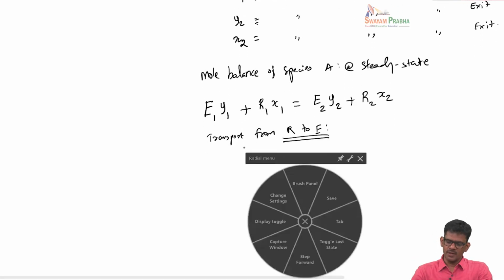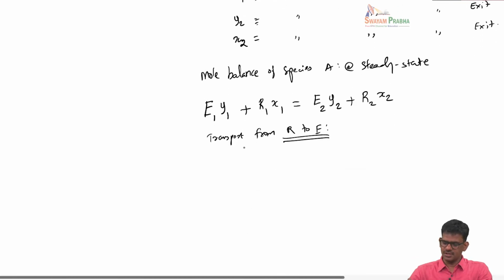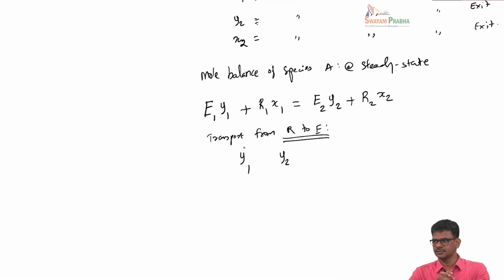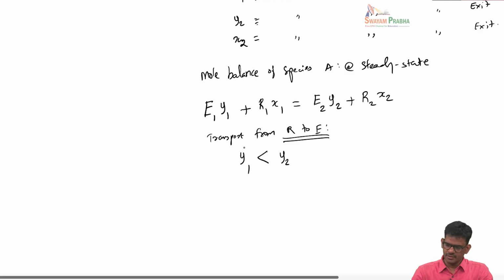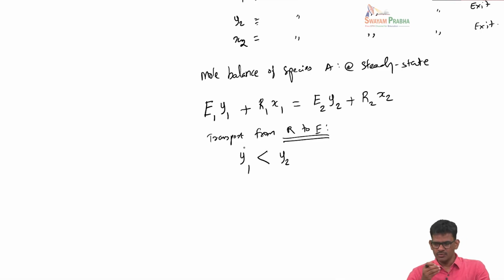So if you compare Y1 and Y2, which is the composition on the E phase, how would you compare them? Will they be equal, which will be more or less? How would you compare Y1 and Y2? Y2 will be more than Y1, right? Because mass is transferred from R phase to E phase. So the composition in the E phase will keep on increasing as the mass transfer continues.